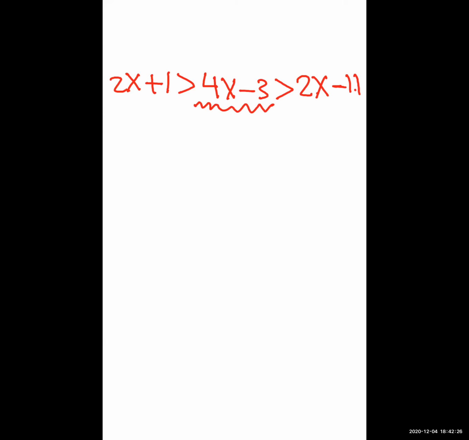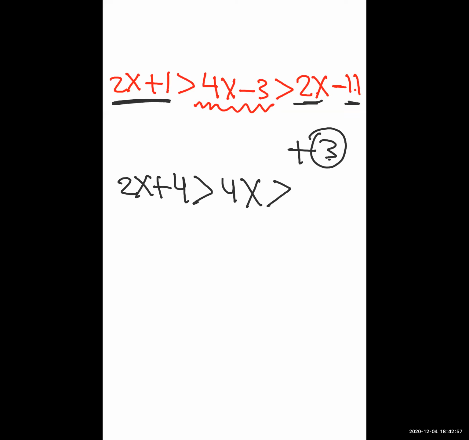Okay, guys, now we are clear? Yeah. Now, for the minus 3, I want to remove this negative 3. It's very easy, I will just add 3. So 2x plus 1 plus 3 means 2x plus 4. Then 4x minus 3 plus 3, only 4x. 2x minus 11 plus 3, so 2x minus 8, yes, 11 minus 3.